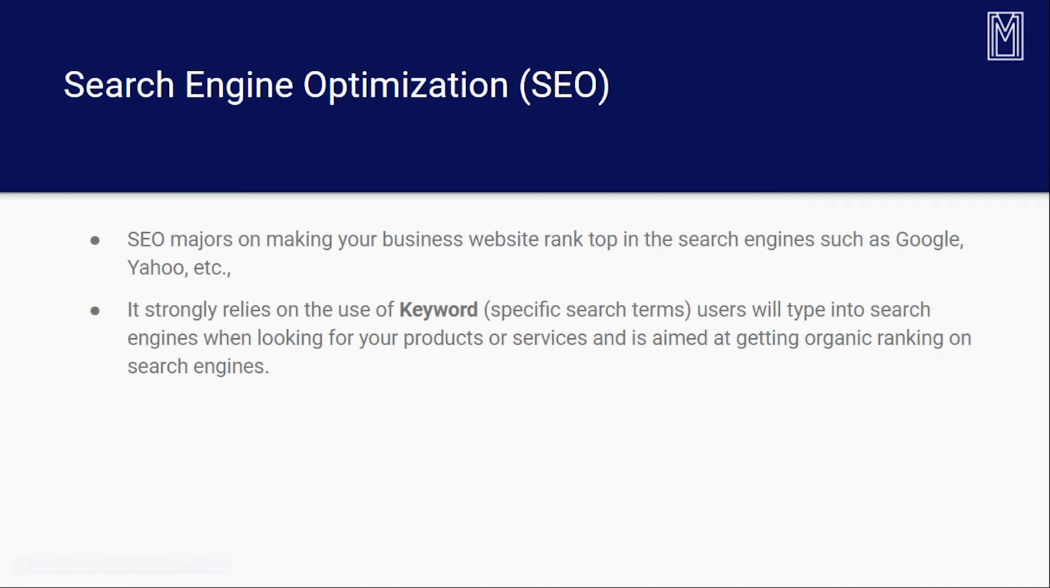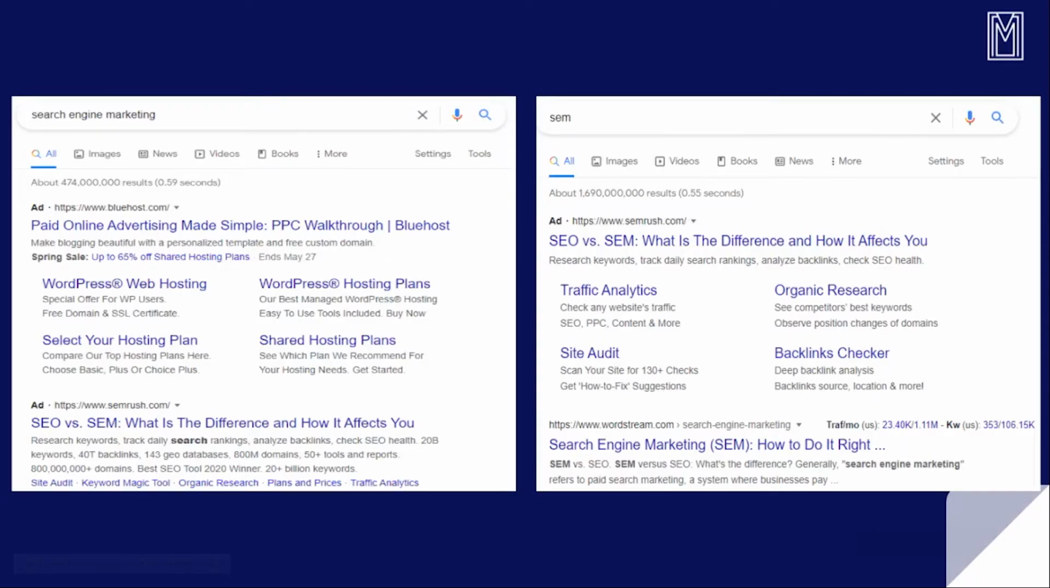And of course, we highlighted the word keyword because it's very, very important in digital marketing. Talking about keywords, search engine marketing that we searched on the search engine is actually a keyword. The SEM that we searched for is a keyword too. Now, if you take a look at the results on the left hand side, you find out that the first and second results are still ads. But on the right hand side, the first is an ad, the second is not. That's the organic part, and this is as a result of the SEO, the optimization that was done on the website.